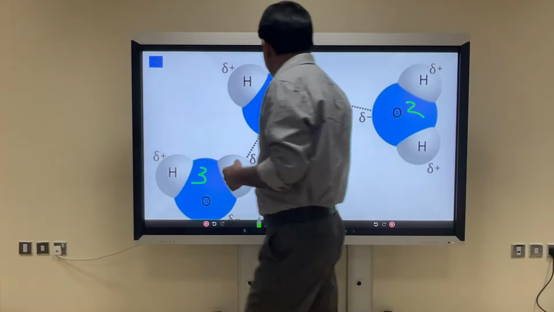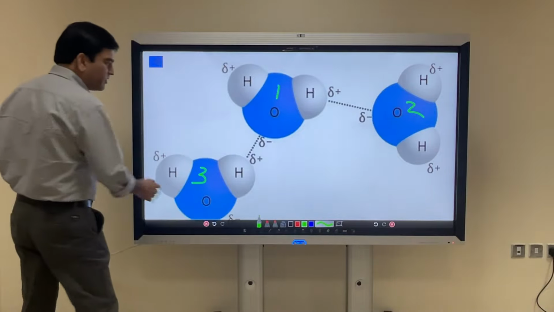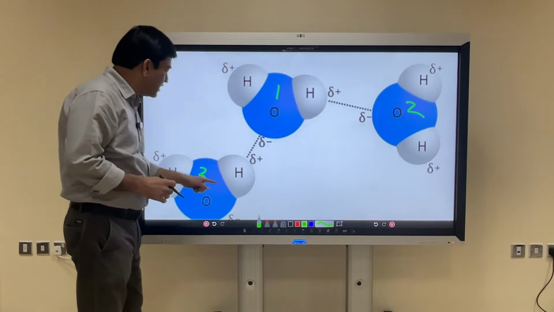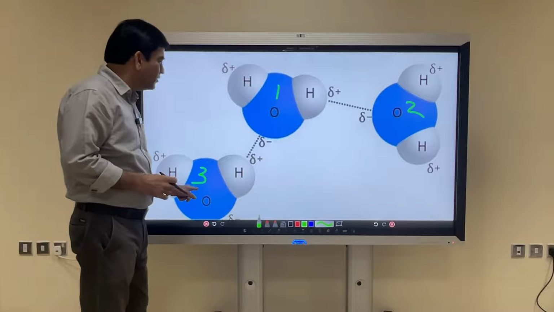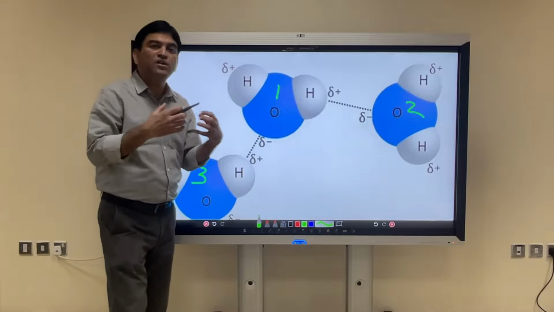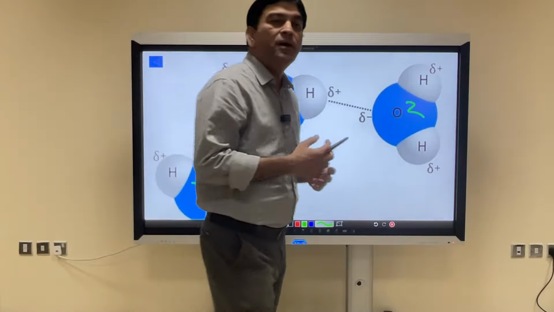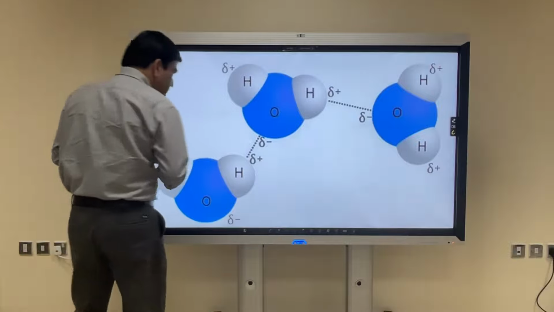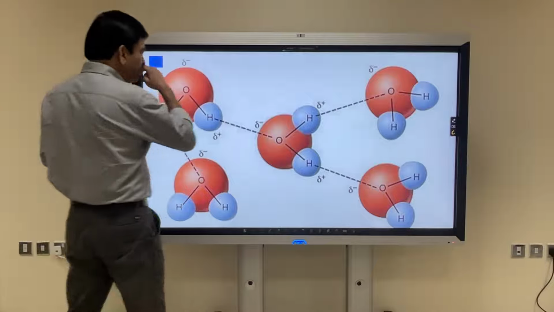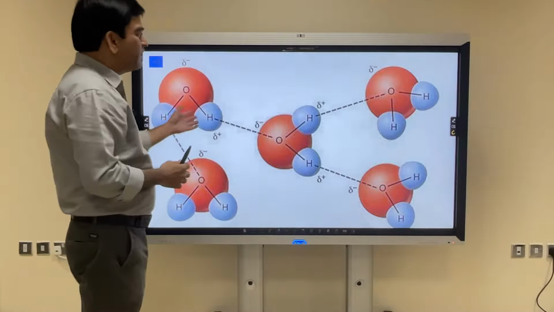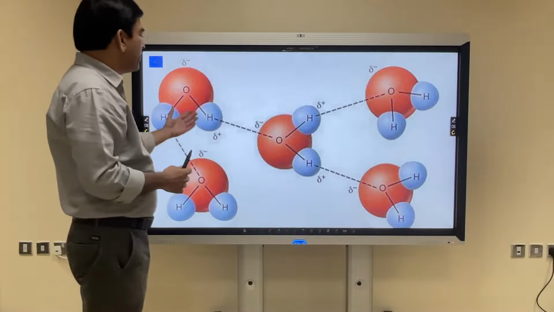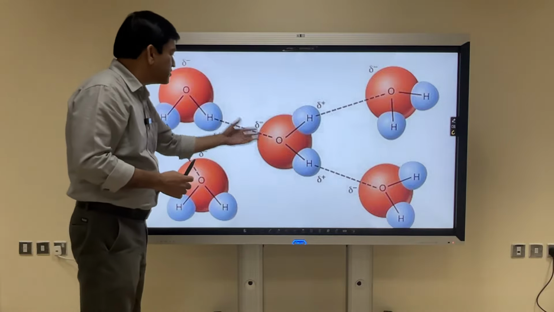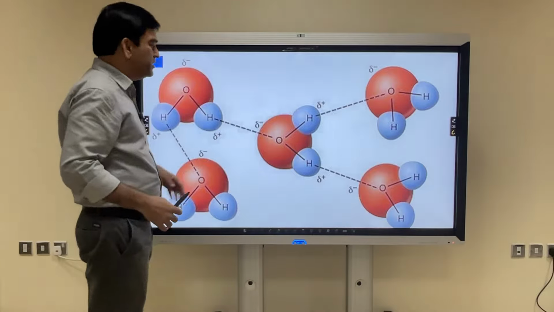And the same thing over here. If you compare 1 and 3, there's a partial negative charge on the oxygen of the third molecule, and they combine. So all these water molecules can combine together by the formation of hydrogen bonds. It's the same picture over here. You can have different water molecules combining by hydrogen bonds, because there is a partial positive charge on hydrogen and a partial negative charge on oxygen. They are combining with each other.